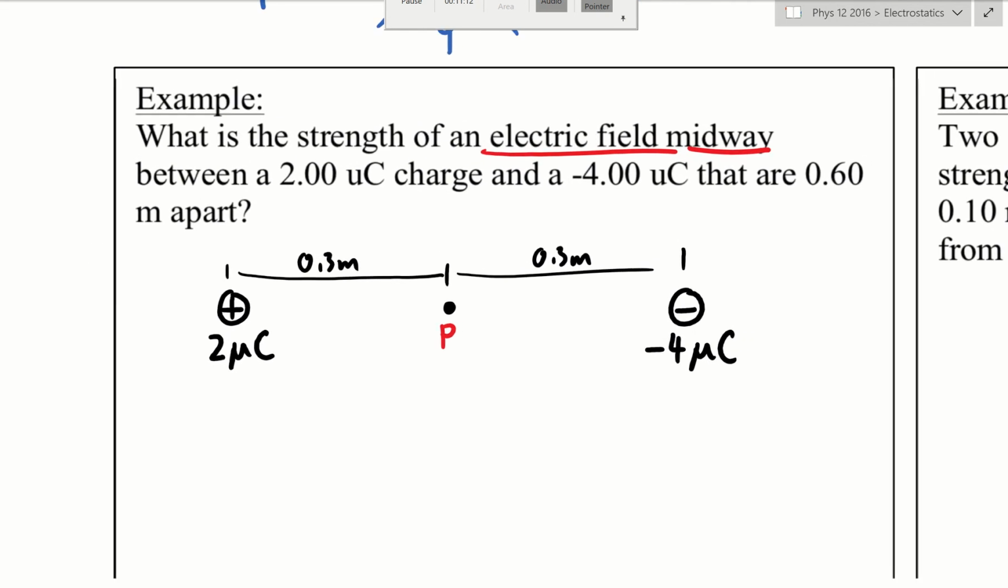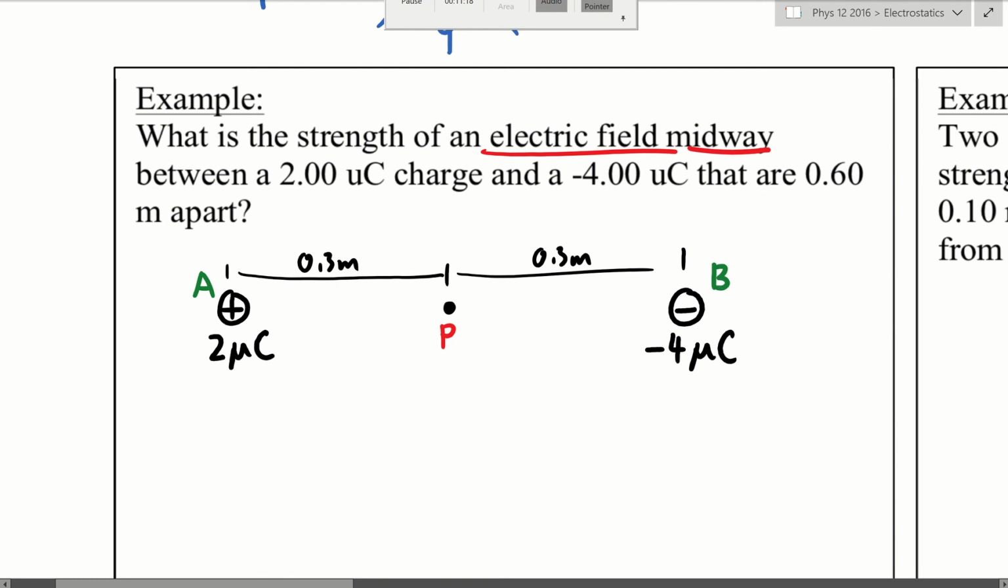Now I'm going to label the 2 charges. I'm going to give them a name. The charge right there is called A, and this charge is called B. And so I have my first electric field. My first electric field is an electric field that points to the right hand side. And where does that come from? It comes from charge A. So I'm going to call it electric field A at point P.